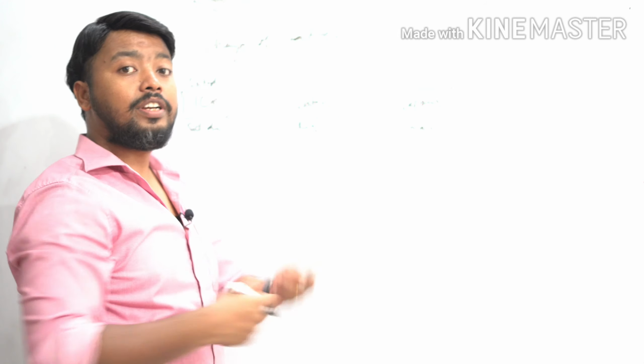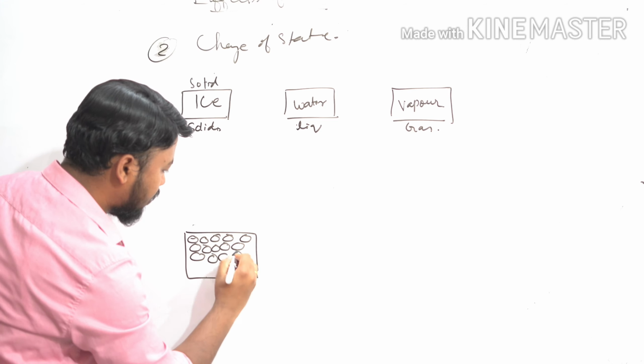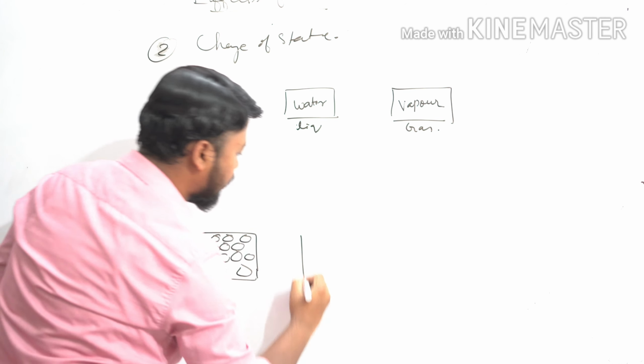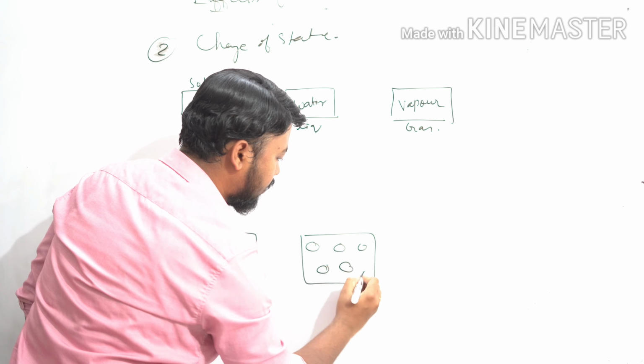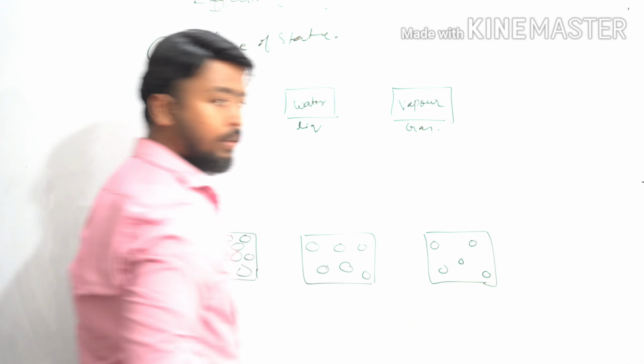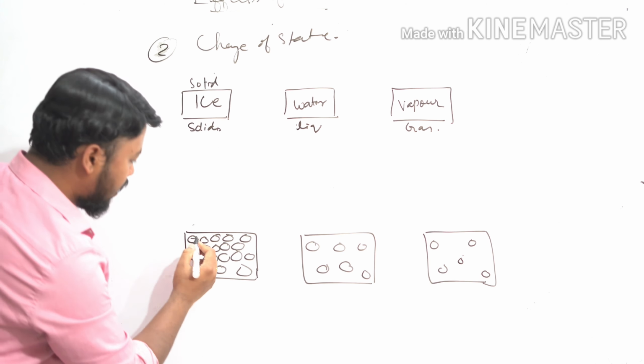Ice, which is solid, we represent it like this. The molecules inside are drawn very closely packed, something like this. And if you want to draw water, the molecules are a little bit far apart. In case of vapor, much more far apart, much more free. And you must have studied about the intermolecular force of attraction between the molecules. That intermolecular force of attraction is strongest in solids and weakest in gases.